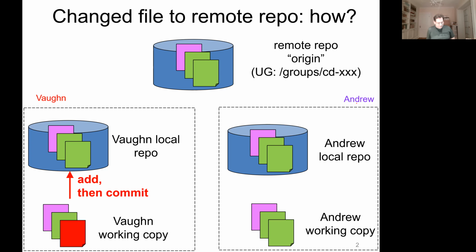So I guess I've already given you the first thing. I should add the file, which tells Git, okay, I've got a change in this file that I would like to get into the repo, and then I commit it. And committing it is going to put it into my local repo. Okay, so I've given you the first step. What do we do next to get this file to Andrew? Let's type it in the chat.